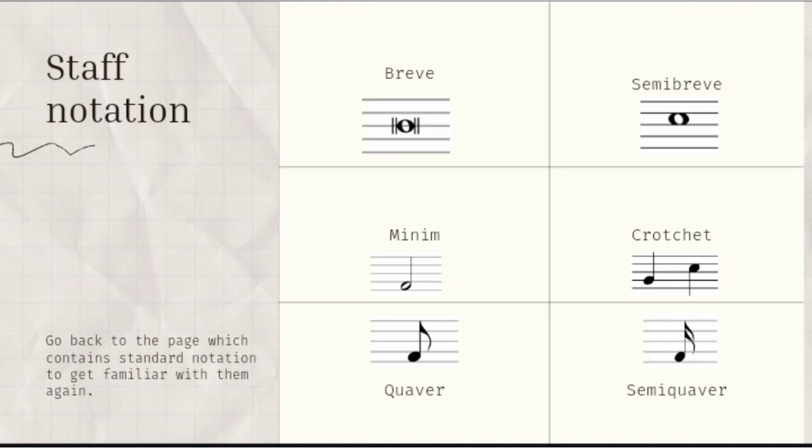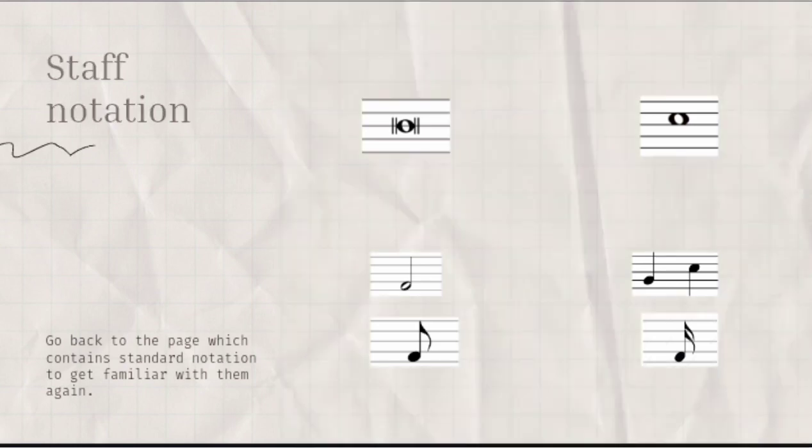It has a flag. We talked about note stems and duration, and about flags and all of that. So this is a quaver. He has a flag. And we have a semi-quaver. Oh, this one has two flags. So that is all about our staff notation for today.